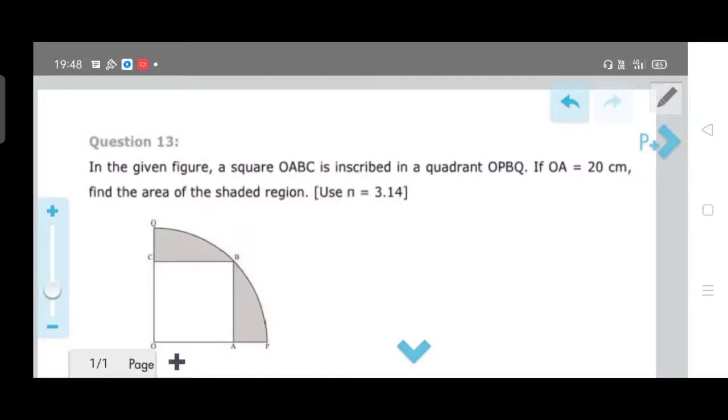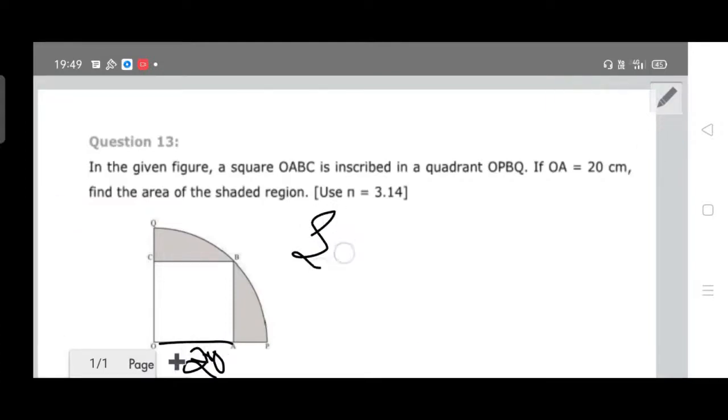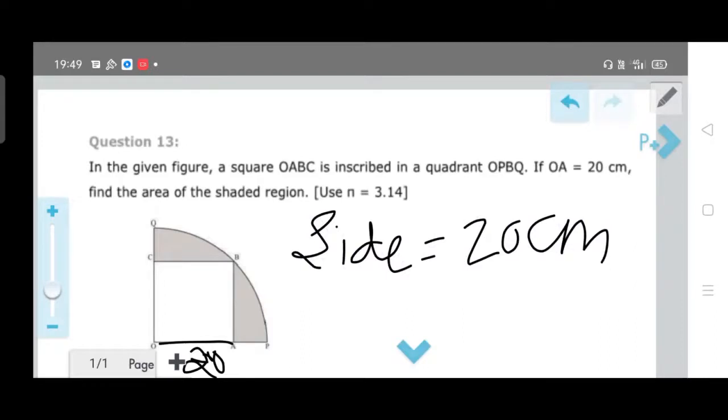In a given figure, a square OABC is inscribed in a quadrant OPBQ. So in this quadrant, a square is inscribed. OA is 20 centimeter, which is the side of the square. Find the area of the shaded region. In the quadrant OQBP, we need to remove the square, then we will get the area of the shaded region.